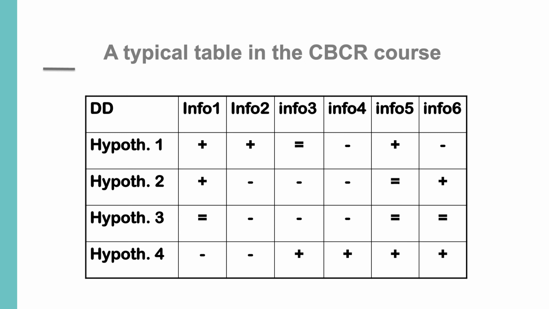This table is a typical table that is very often used in CBCR cases. And you can see that there's information, 1, 2, 3, 4, 5, 6, that could be information bits from history taking or from physical examination or from diagnostic tests. And the doctor has hypotheses in mind, usually more than one, in a differential diagnosis. And what students then discuss during the session is which information would match with which hypotheses.